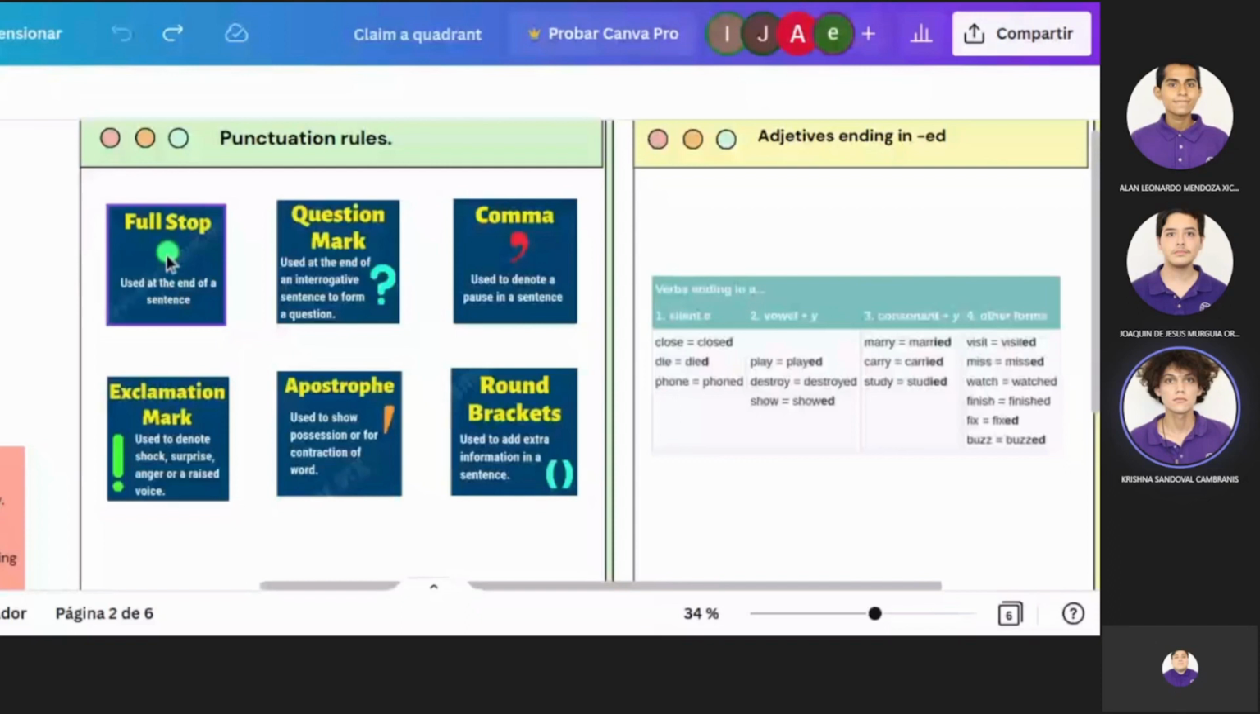First, full stop. The full stop we use for the end of a text. The second, the question mark. We use the question mark to mark if a phrase is a question, like who are you?